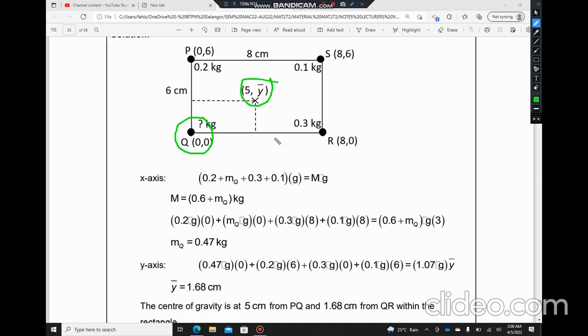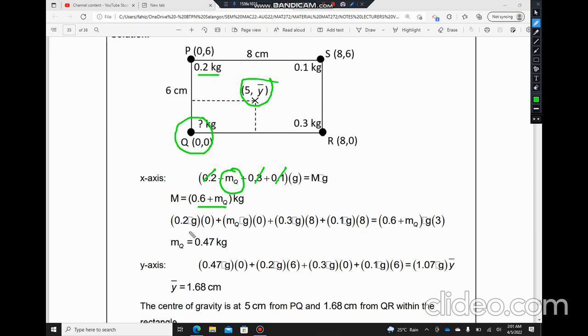Okay, so how do you solve this one? You do the same way as before. So just multiply each one, add the mass first, 0.2 plus this one, we just mark it M, the mass for Q. Because we do not know the mass for Q, we only have the mass for P which is 0.2, and then the mass for R 0.3, S 0.1, and then Q you just put MQ. So the total of M is 0.6 plus MQ. So just leave it as MQ because later we will solve for MQ.